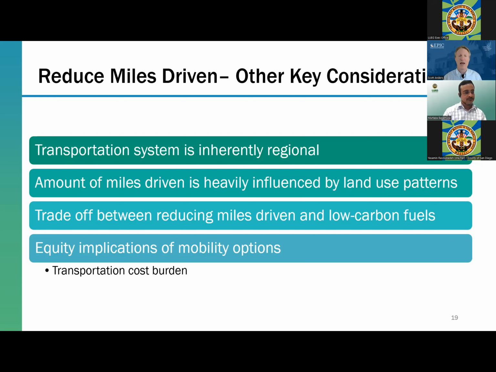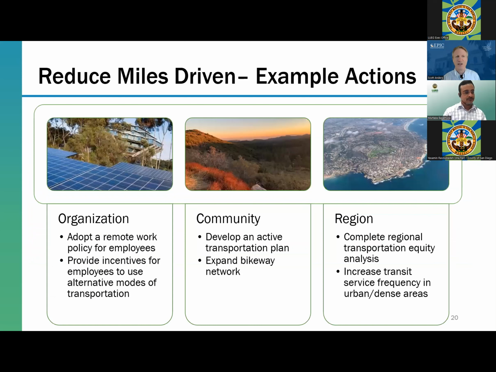out as a trade-off. And then, of course, there are equity implications around mobility options, in particular, the transportation cost burden, which is something that we discussed in the technical report that was referenced earlier. So just some examples of the kinds of things that we might see in the playbook, and we're looking for your input on, and examples, specific kind of action-oriented examples like this in our discussion today.